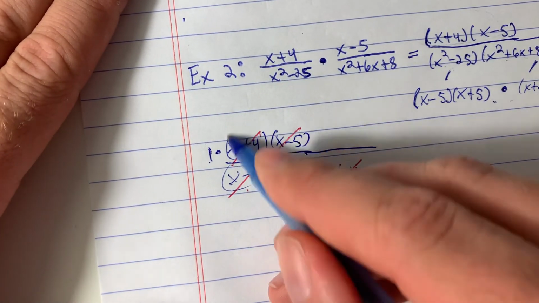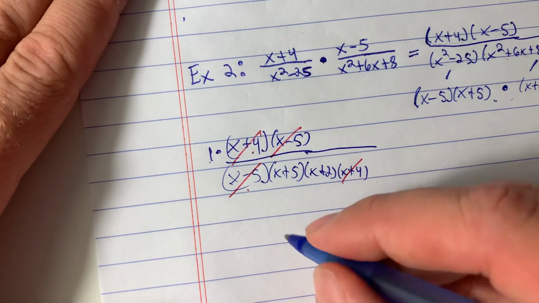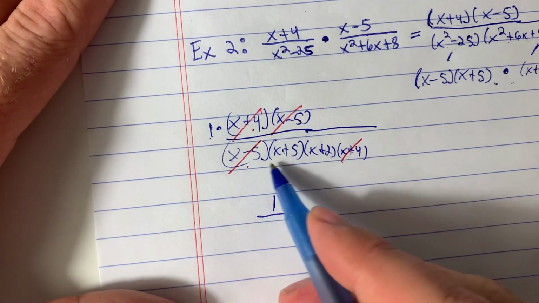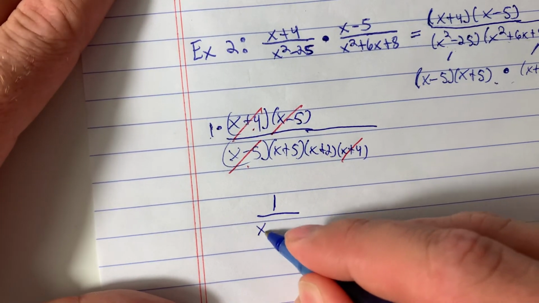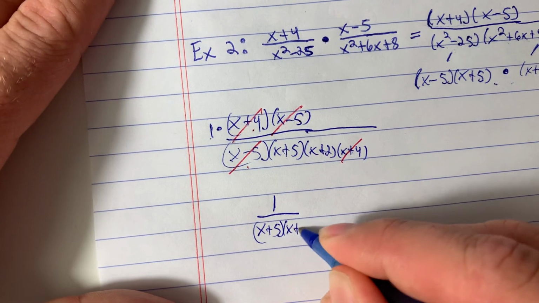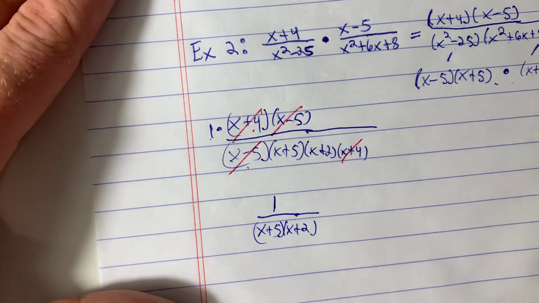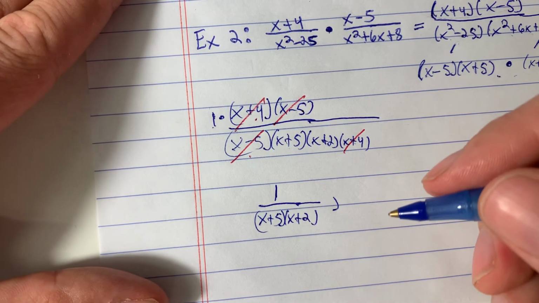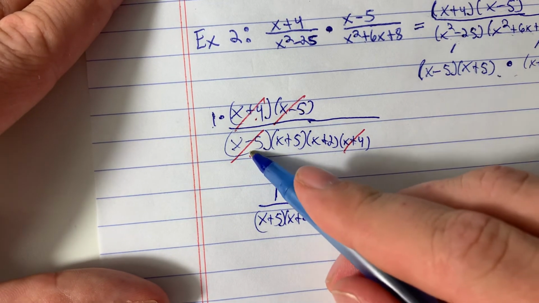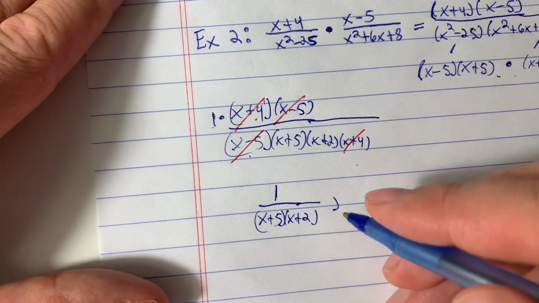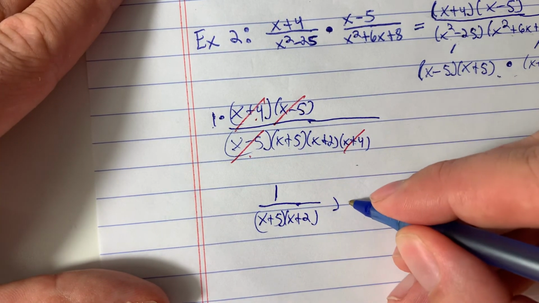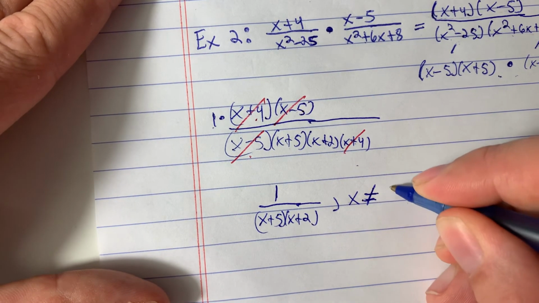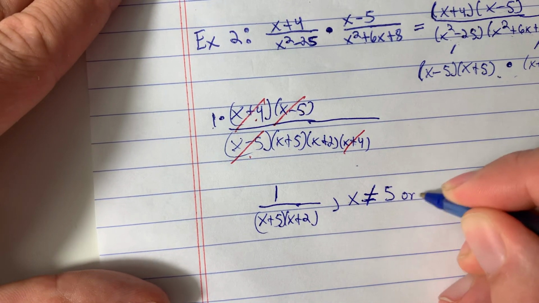And what we end up with left on top, there was nothing left, but there was 1 multiplying times this. And so we can always put 1 divided by. So we've got 1 divided by. What's left over in the denominator is x plus 5 times x plus 2. Now, I said these mostly canceled out. It turns out that for these to be equal, we need to state what values we weren't allowed to have in the original one. There are two excluded values that we canceled out. And I'm going to say x cannot equal 5 or -4.